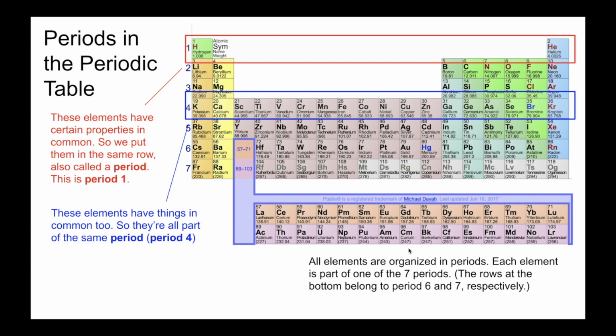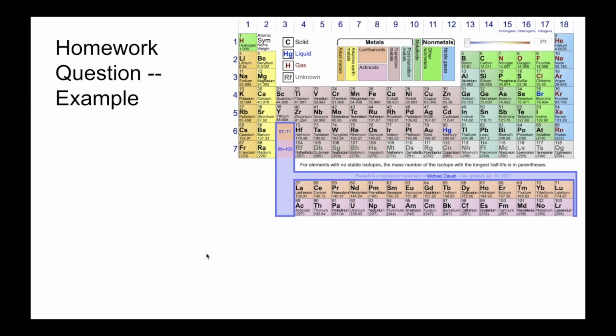And the rows at the bottom, once again, they're called the lanthanides and the actinides. They're part of rows 6 and 7. You can see this diagram is kind of pointing up here in between barium and hafnium and between radium and rutherfordium. So this top row goes in period number 6, and this bottom row goes in period number 7. Okay, and that's about it.